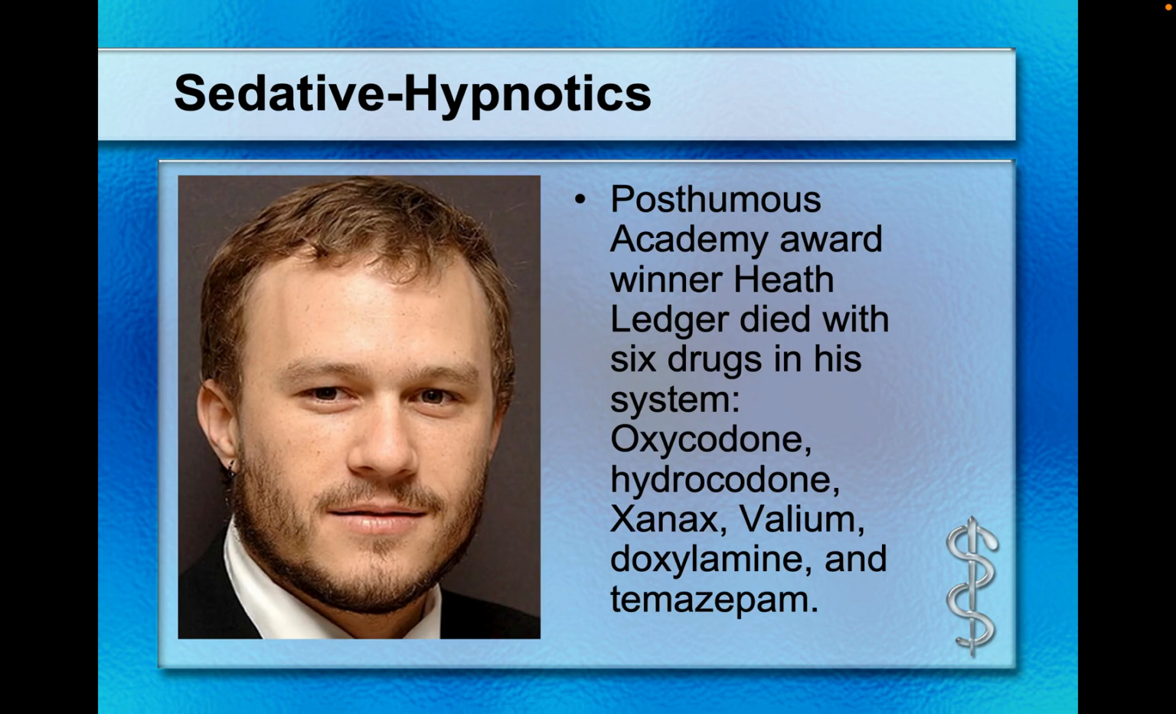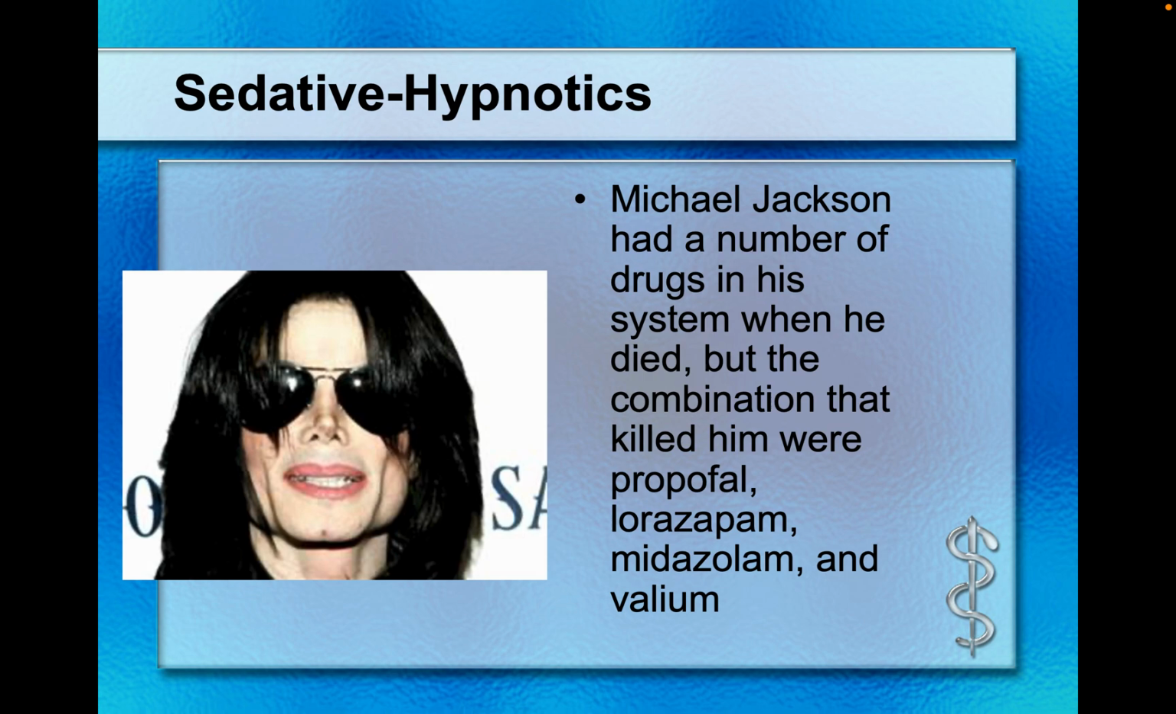Posthumous Academy Award winner Heath Ledger died with 6 drugs in his system: oxycodone, hydrocodone, Xanax, Valium, doxylamine, and temazepam. Michael Jackson had a number of drugs in his system when he died, but the combination that killed him were propofol, lorazepam, midazolam, and Valium.